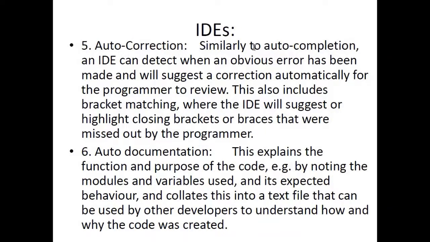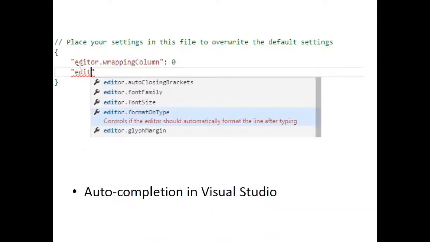Next, auto corrections. Similarly to auto completion, an IDE can detect when an obvious error has been made and will suggest a correction automatically for the programmer to review. Like the keyword is supposed to be editor and there is no edit keyword, so the IDE has drawn a red wavy line over here below this word.